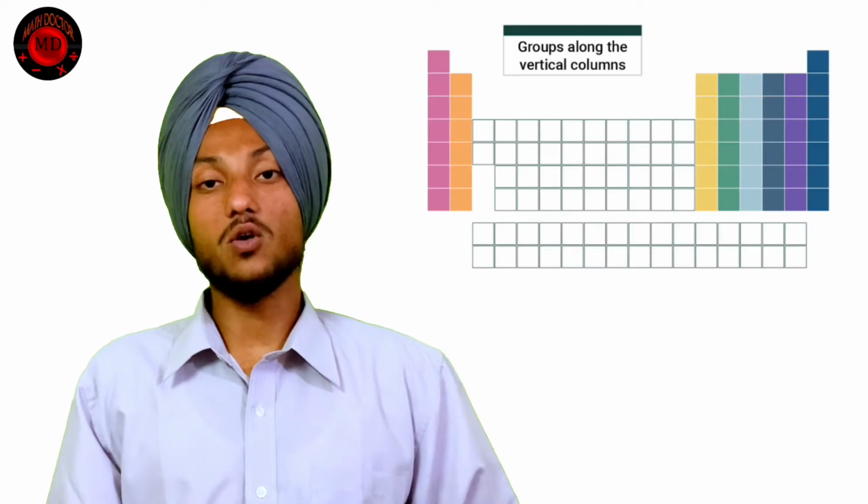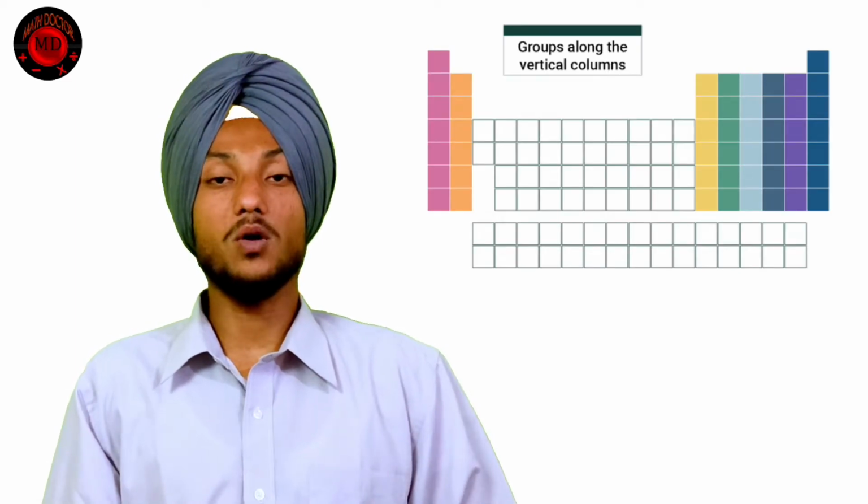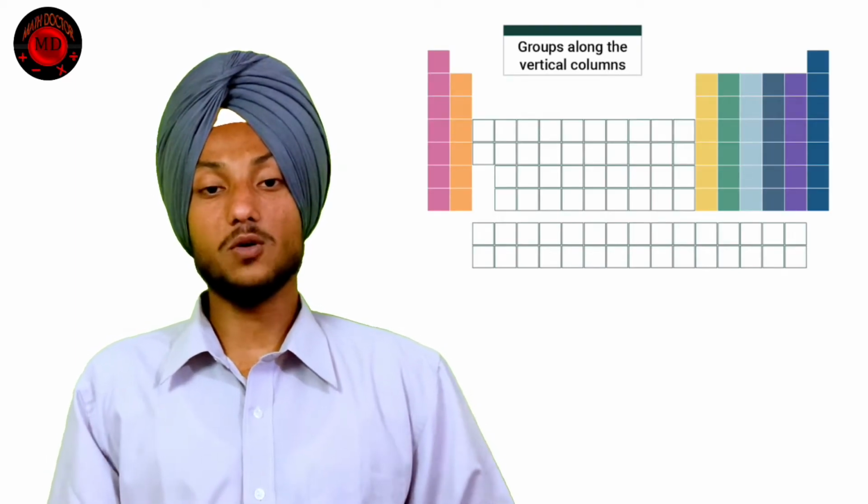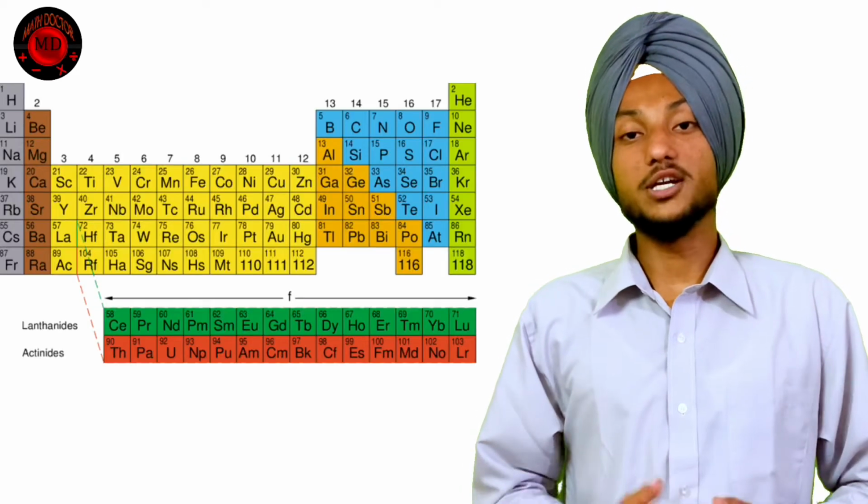Since the elements have the same number of valence electrons, they show similar properties. Therefore, all the elements in a particular group of the periodic table have similar properties. It is obvious that the arrangement of elements in the modern periodic table is based on the electronic configuration. The modern periodic table is shown here.